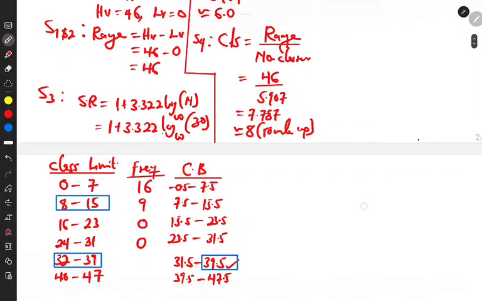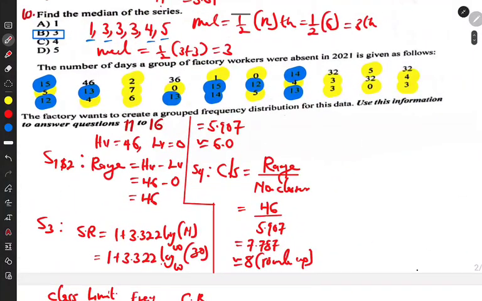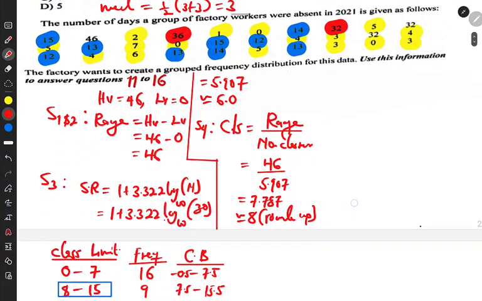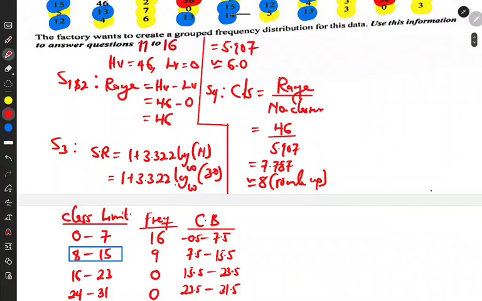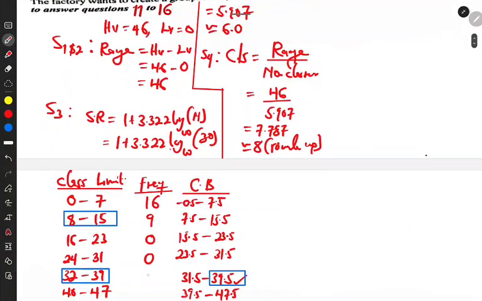Then 32 to 39. Let's see what we have. For 32 to 39, we have 36. Okay. We will have 32, another 32 here, and another 32 there. So we count the red ones. We have 1, 2, 3, and then 4. So that means 32 to 39 is 4. So we have 4 here.